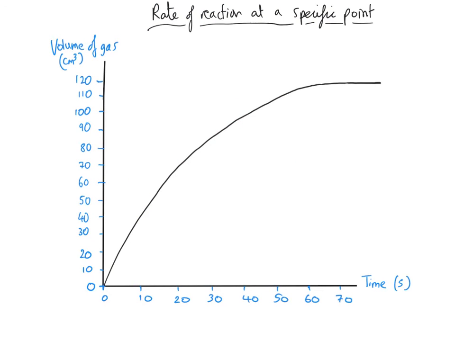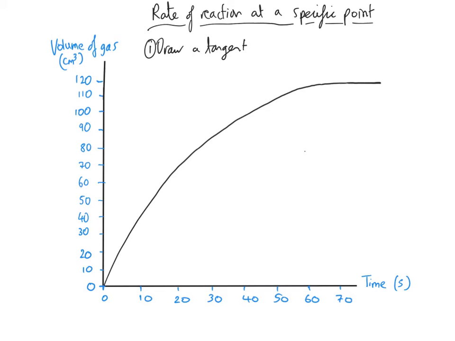Now we're going to take a look at how you work out the rate of reaction at a specific point in time in that reaction. And so the first thing that you have to do is draw a tangent at that particular point. And a tangent is a straight line that just touches a curve at that particular point and sort of follows the line that curve had at that particular point.